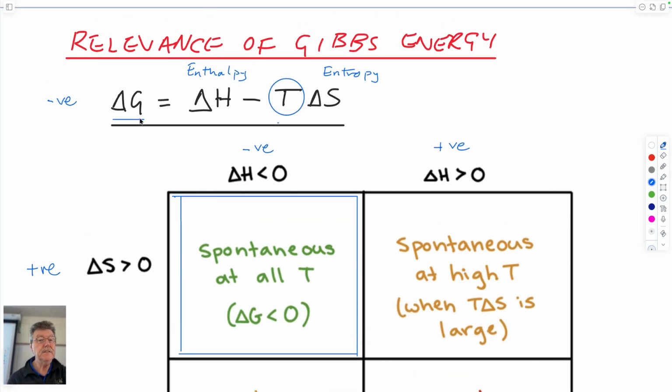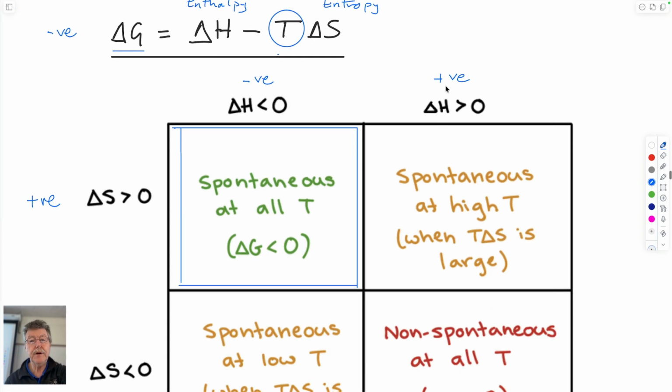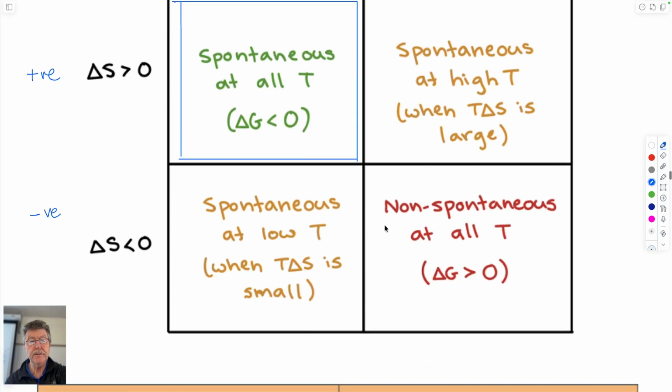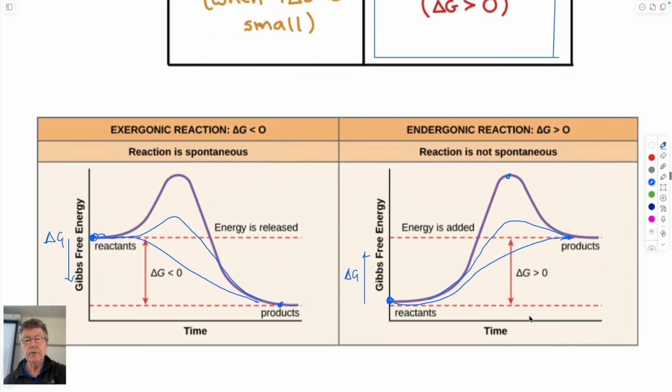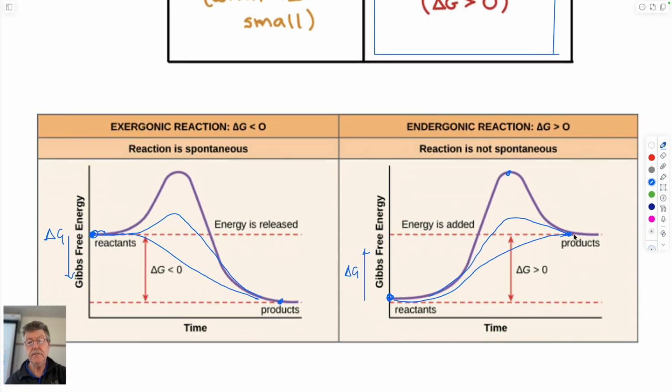Conversely, if this is positive and this is negative, so that quadrant is given by positive and negative. So this is here. So this is always going to be this. So to go from here to here, it always has to have energy added into the system to make that reaction.